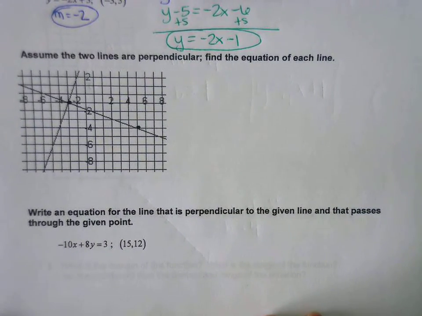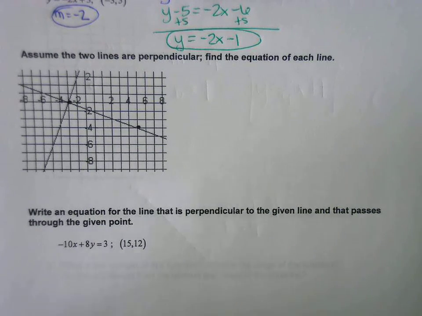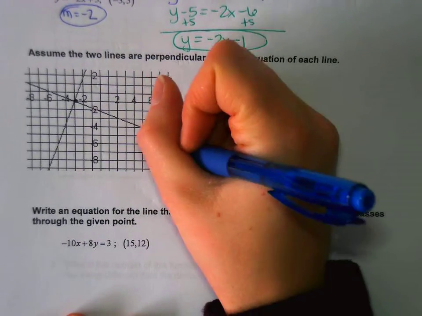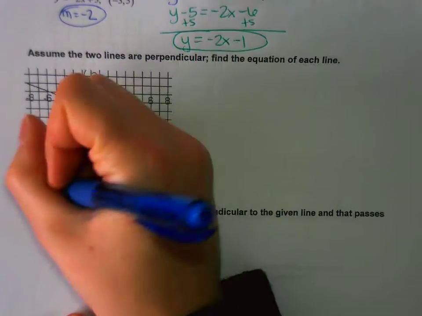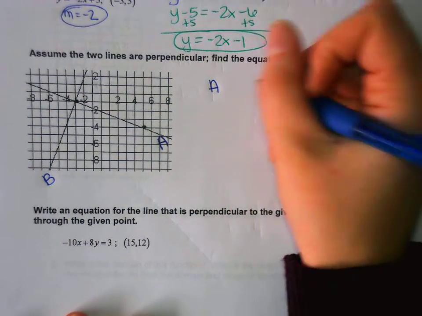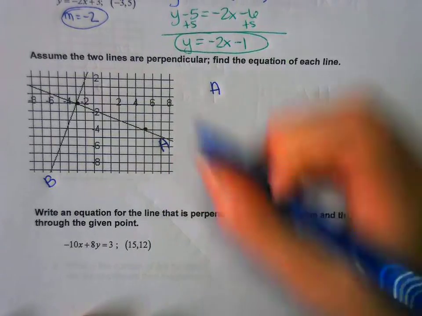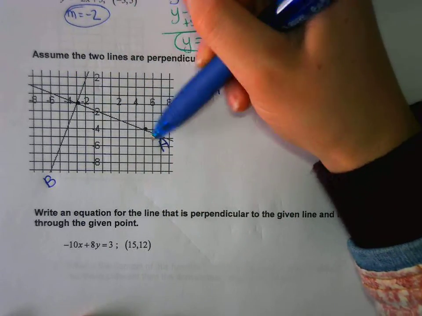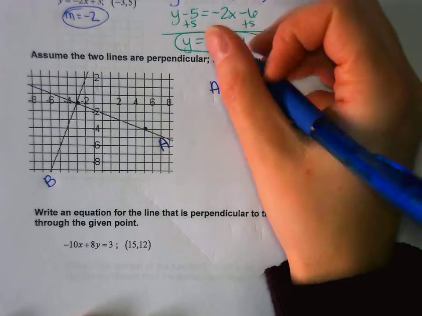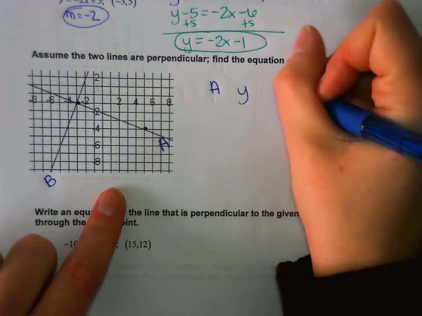So now we want to look here, and the two lines are perpendicular. We want to find the equation of each line. So in order to do that, we're going to start with labels. This is my line A, this is my line B. If I start with line A, I want to find a slope. And if you look, it doesn't intersect the y-intercept anywhere nice. We're going to use point-slope form. So I'm going to have my line of y, let's find the slope first.